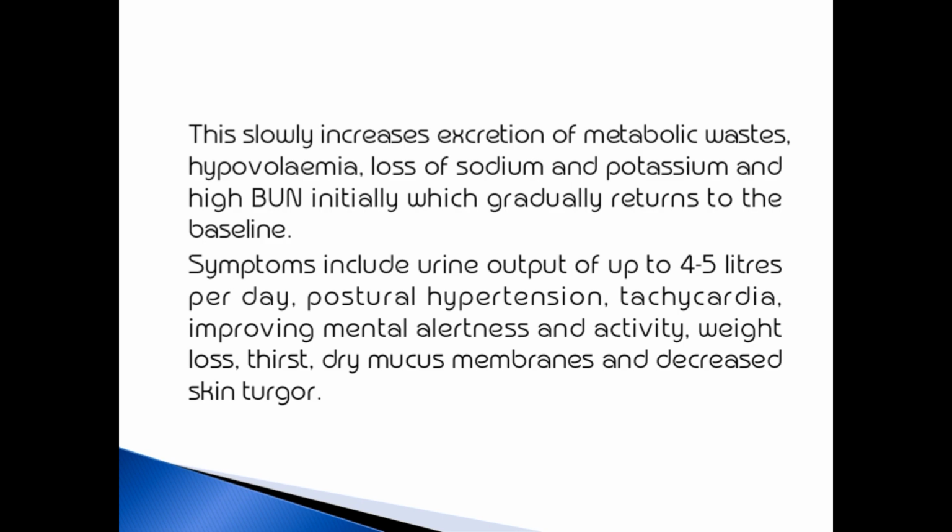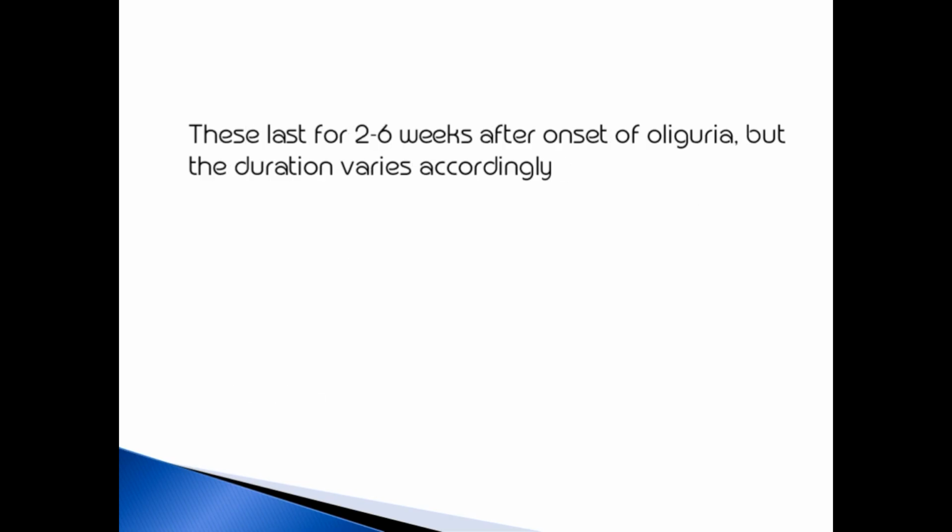Symptoms that may fall under this include urine output of 4 to 5 liters per day, postural hypotension, tachycardia, improving mental alertness and activity, weight loss, thirst, dry mucous membranes, and decreased skin turgor, because there is increased urine output above normal. So urine output is going to increase, leading to these symptoms. These last for 2 to 6 weeks after onset of oliguria, but the duration varies. So the diuretic phase may take 2 to 6 weeks, which is about a month and 2 weeks.